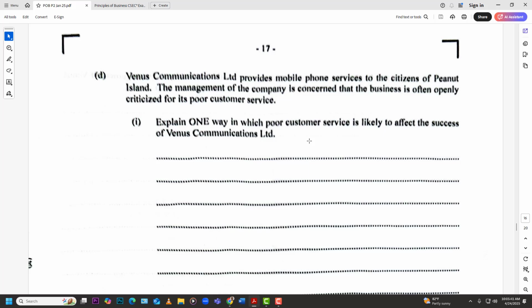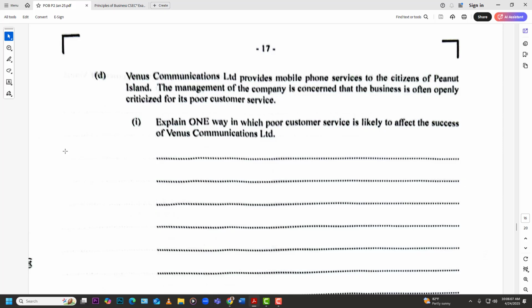All right, a little mini case study. Venus Communications Limited provides mobile phone services to citizens of Peanut Island. The management of the company is concerned that the business is often openly criticized for its poor customer service, right? So they're asking us to explain one way in which poor customer service is likely to affect the success of the business. So here we go.